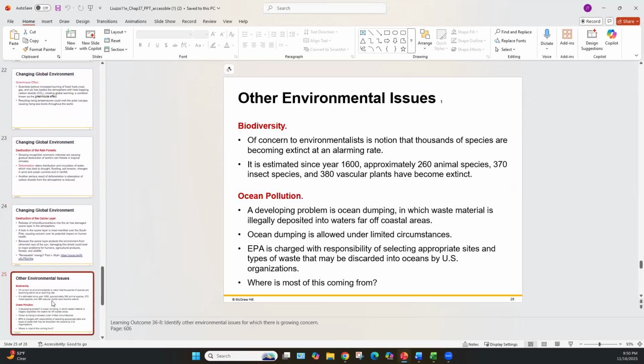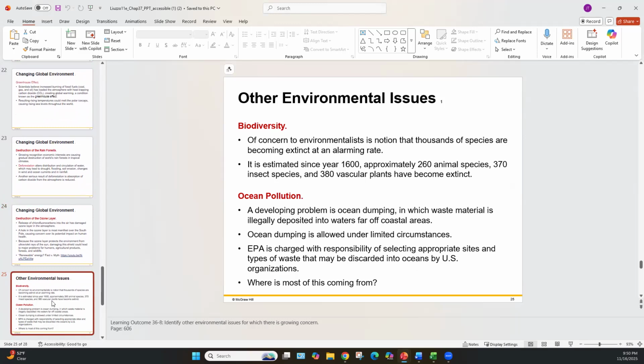Other environmental issues: biodiversity is of concern to environmentalists, based on the notion that thousands of species are becoming extinct at an alarming rate. It is estimated that since the year 1600, approximately 260 animal species, 270 insect species, and 380 vascular plants have become extinct.